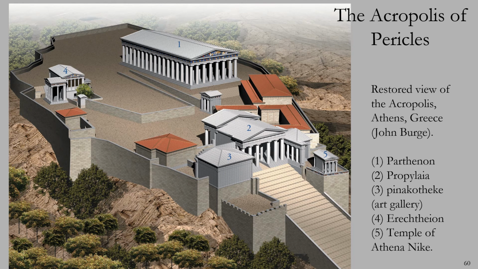There are several major buildings we're going to be looking at on the Acropolis. There is the Parthenon, which we see here. There is this gateway, the Propylaea. We're going to be looking at a building called the Erechtheion, and then we're going to be looking at the Temple of the Athena Nike. Not in that order. In fact, the first building we're going to look at is the Propylaea, which is the gateway.